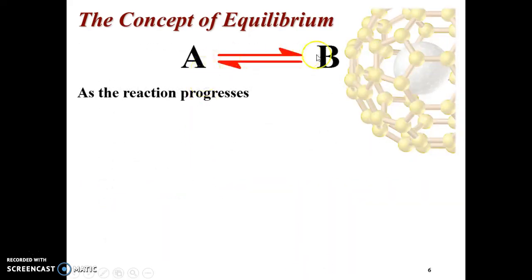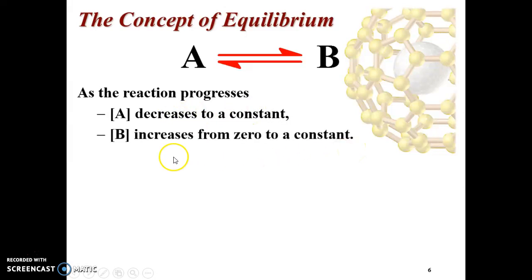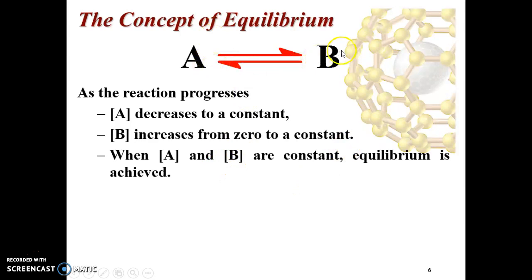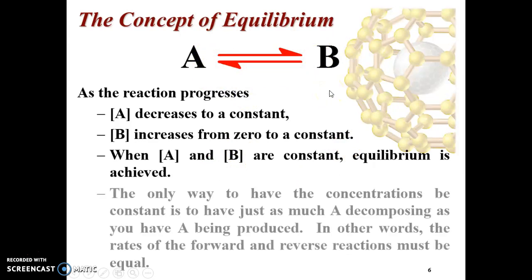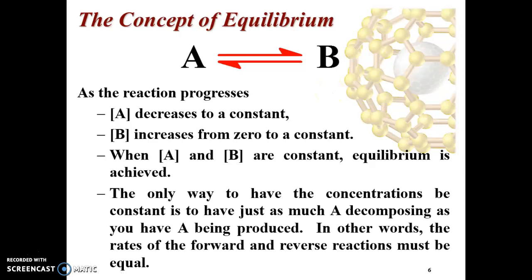So as any reaction progresses, A to B, and backwards, B to A, the concentration of A, the reactant, is going to decrease until you get a constant. The amount of B is going to increase from 0, because we're assuming we didn't start with any, until you get a constant value. When A and B are at constants, equilibrium has been achieved. The only way to have concentrations be constant is to have just as much A decomposing into B as you have B creating A. In other words, the rates of the forward and the reverse reaction have to be equal, but the concentrations are constant.